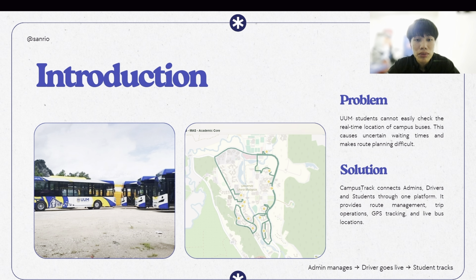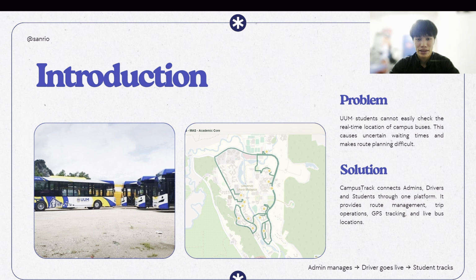The core problem we set out to solve is one that almost every student at UM faces daily. There is currently no easy way to know where the campus shuttle bus is in real time. Students wait at the bus stop with complete uncertainty, wasting time, while drivers lack a system to report their progress, and administrators have no centralized platform to manage the routes and fleet.